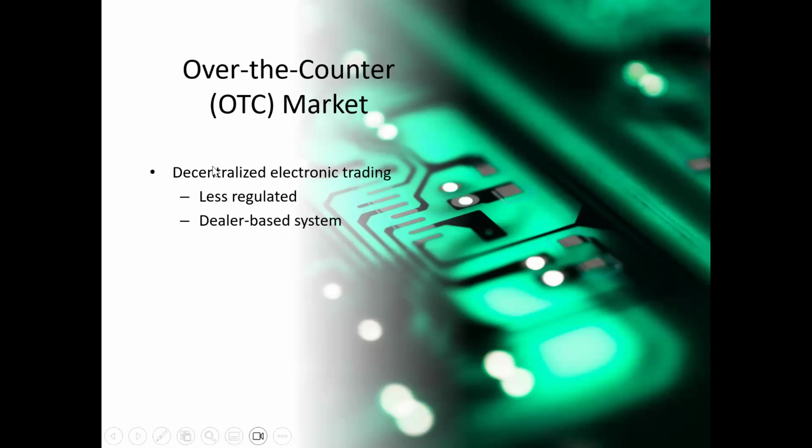We have over the counter versus physical location. Over the counter is decentralized electronic trading. What is happening here is that trading is done over the internet, over the phone, normally between smaller firms that are not matured enough or big enough to qualify to be listed on the main exchange of a country. They trade among themselves. It's less regulated and it's dealer based. You normally deal directly with the firm, and so that is over the counter.